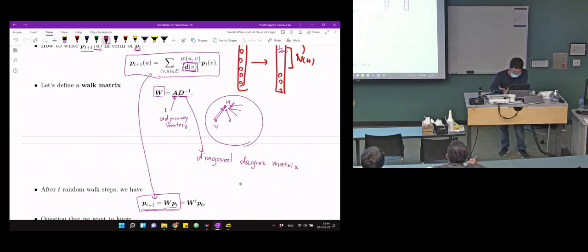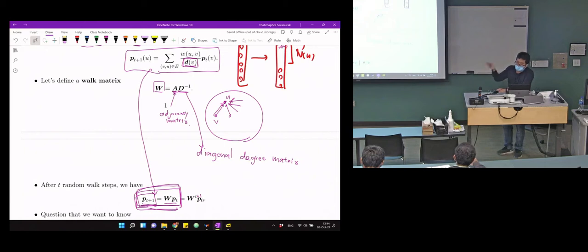You see, right? Should I verify this equality for you? It's fine. Okay, good. Then once we have this equality, p_{t+1} is nothing but W^{t+1} times p_0. It's really just applying a matrix several times.